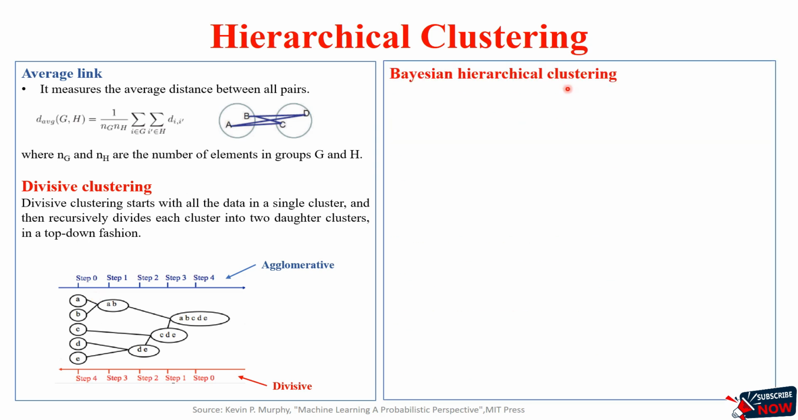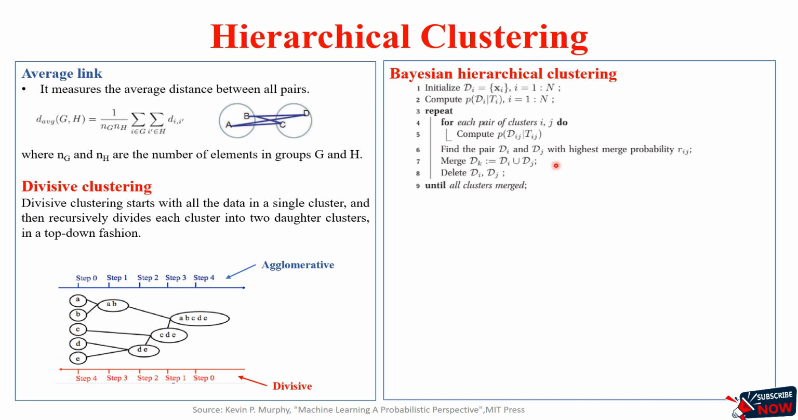Bayesian hierarchical clustering. This is the algorithm representing Bayesian hierarchical clustering. Initially, each and every data point is treated as a separate cluster, so n points are there. The next step is we need to compute the probability of that particular cluster given T_i, where T_i specifies the prior information. We repeat steps 4 to 8 until all the clusters are merged.